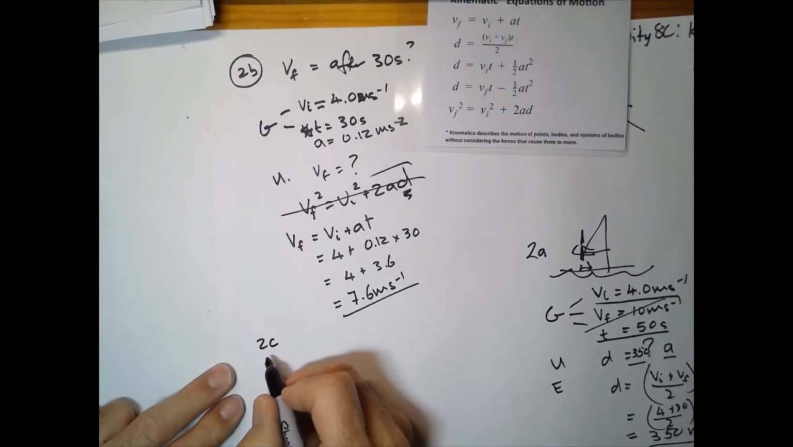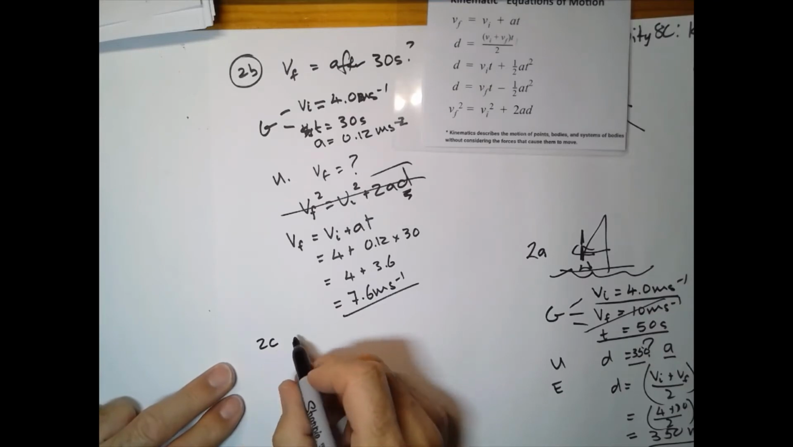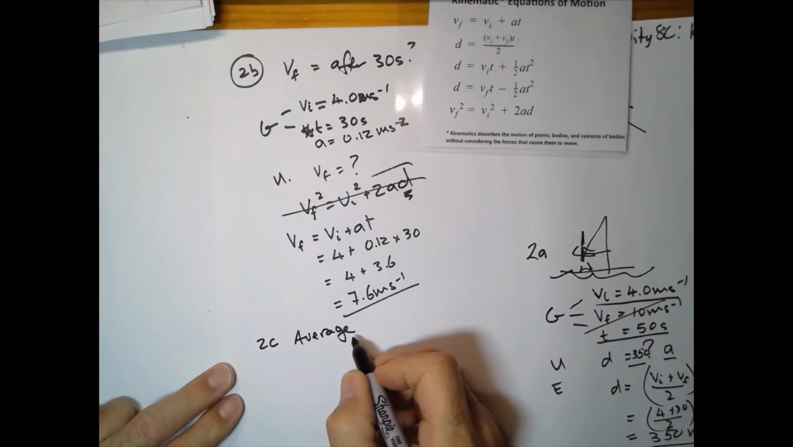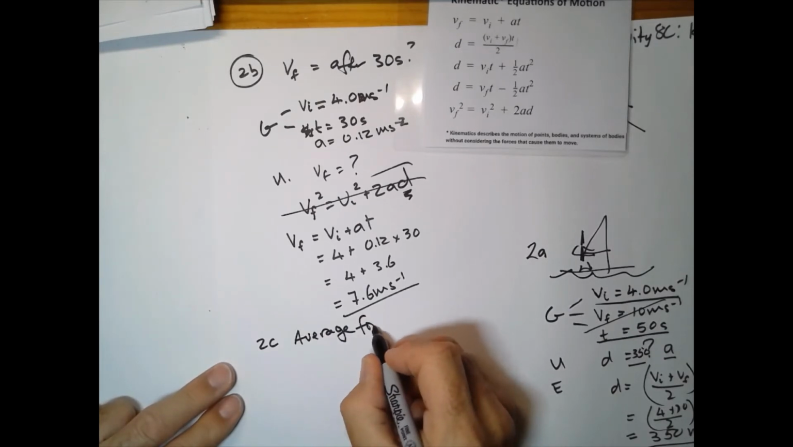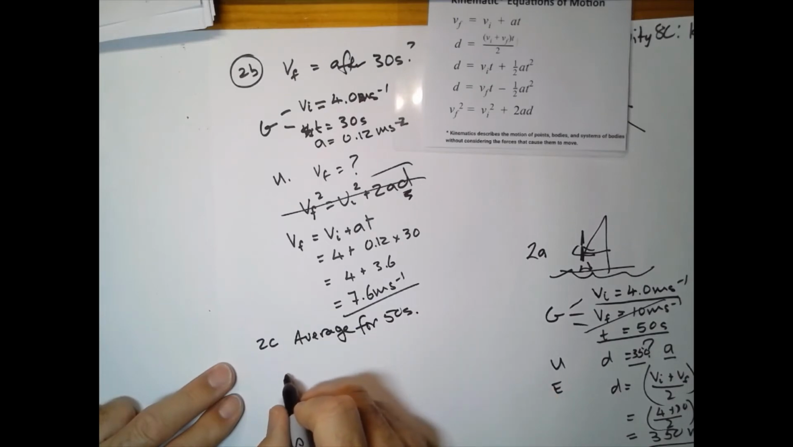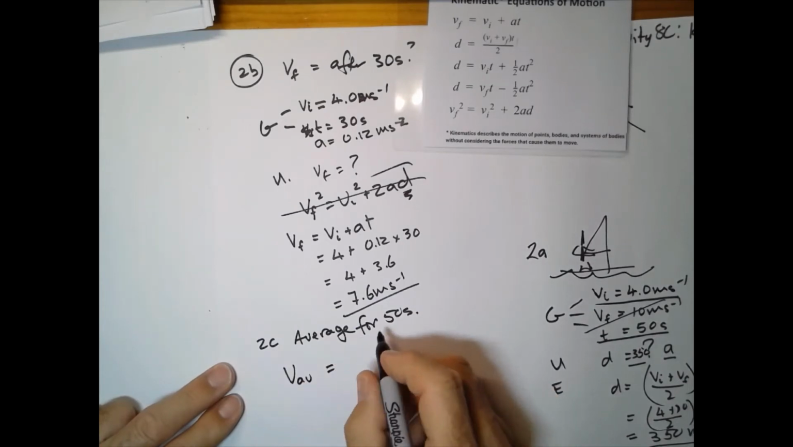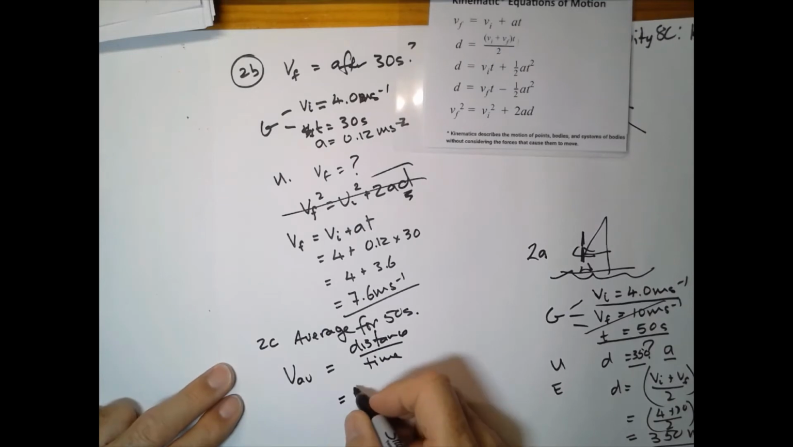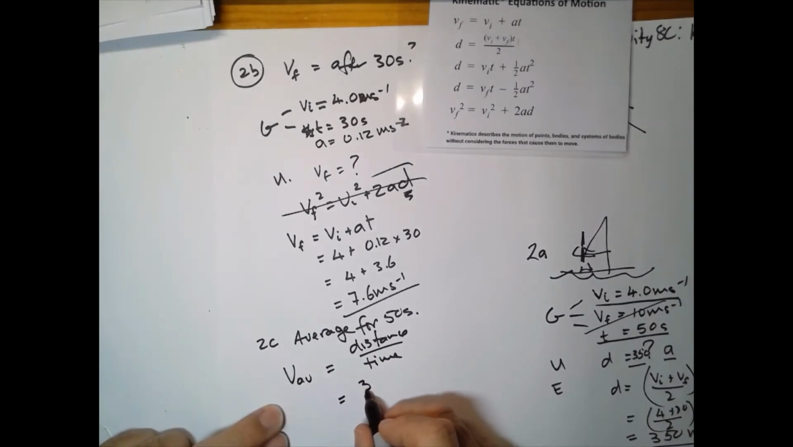2c. What is the windsurfer's average speed for the 50 seconds? Average speed, v average, is equal to distance divided by time. We've worked out that the distance was 350 meters and the time it took was 50 seconds. So the average velocity is 7 meters per second.